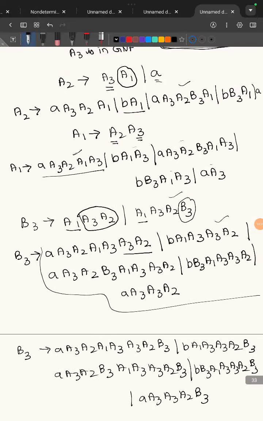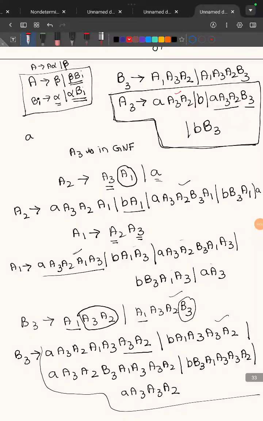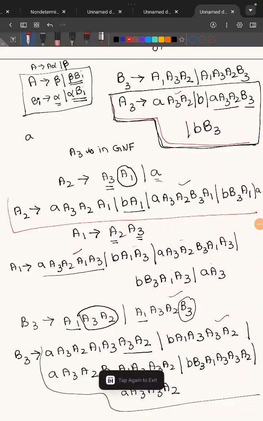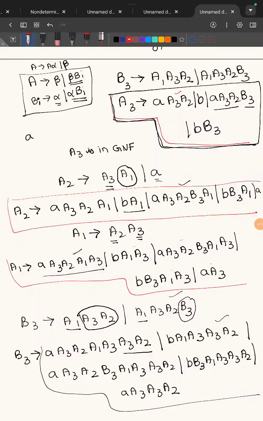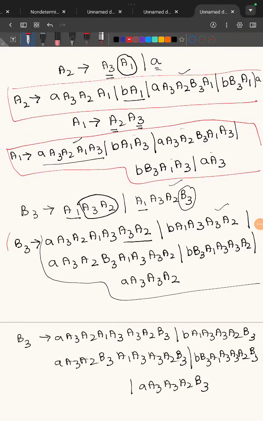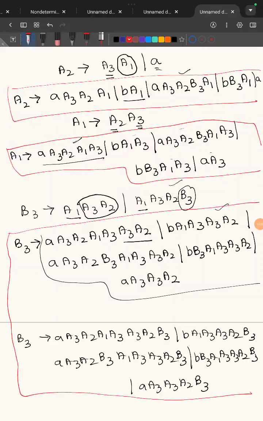So A1, wait, I will just mark it. Here A3 we have converted, here A1 we have converted. Here we have converted A3, A2, here we have converted A1, right? Here we have converted B3. These two both also belong to your B3 only. So all the productions are converted to Greibach normal form.